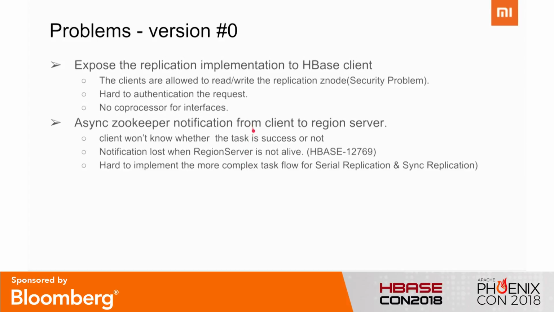Firstly, we expose the replication implementation to the HBase client, so the client must be allowed to read and write the replication znode. Some users may mess up the znode, and the request will not be routed to the HBase master or region server, so it is hard to authenticate the request, and there are no coprocessors for the interfaces. On the other hand, the region server handles the task asynchronously, so the client wants to know whether the task is successful or not.